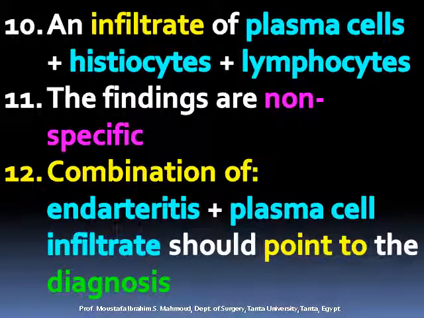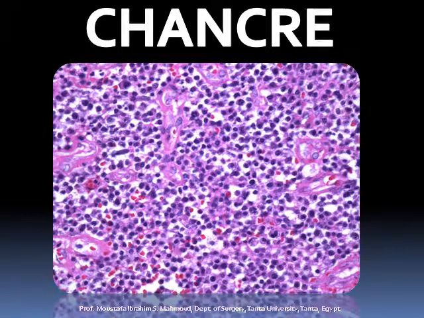An infiltrate of plasma cells, histiocytes, and lymphocytes is present. The findings are non-specific. The combination of endarteritis and plasma cell infiltrate should point to the diagnosis. The microscopic picture of a chancre.